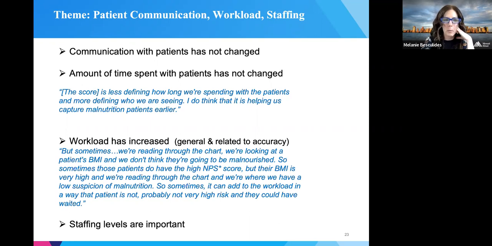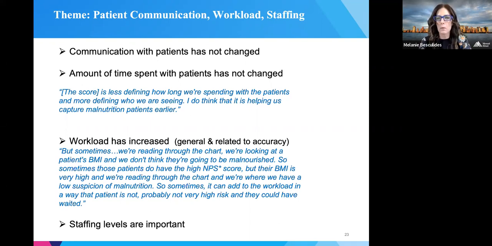But let me read this quote. Sometimes we're reading through the chart, we're looking at a patient's BMI, and we don't think they're going to be malnourished. But sometimes those patients do have a high NPS. That was a predictive score, which was what some hospitals called it. But their BMI is very high, and we're reading through the chart and we have a very low suspicion of malnutrition. So sometimes it can add to the workload in a way that the patient is probably not very high risk and could have waited.